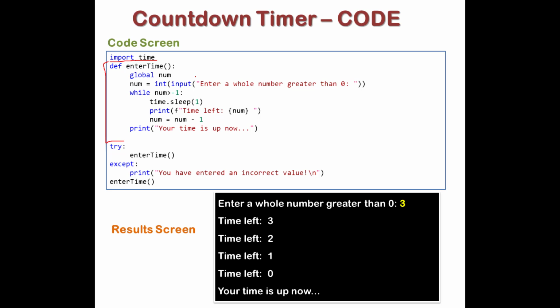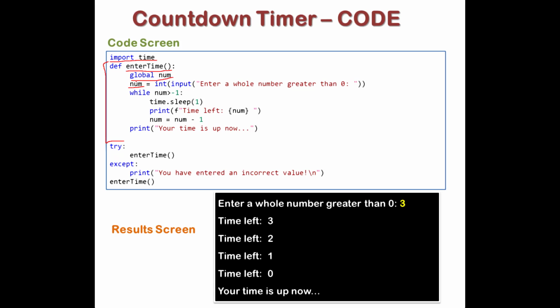There are so many names for it. But it's going to have a name, and I've called it enter time. What it does is it's going to globalize this variable called num, or number, and then it's going to use this variable over here.